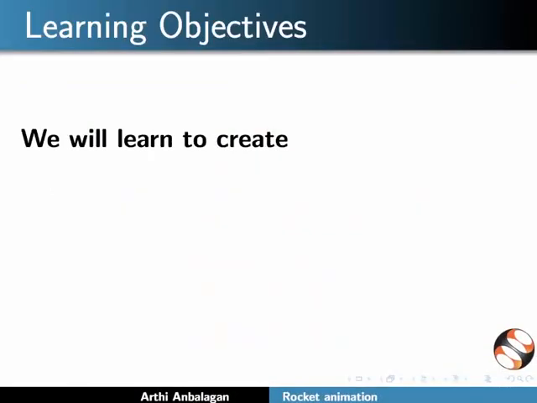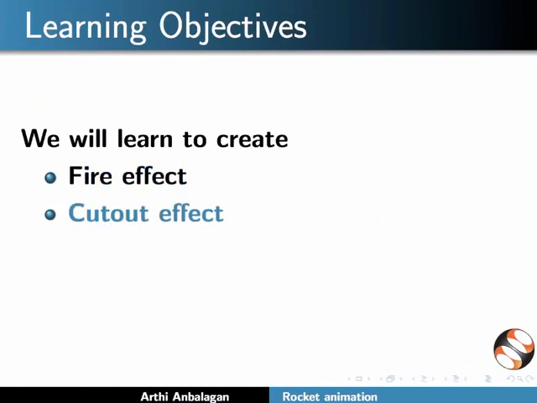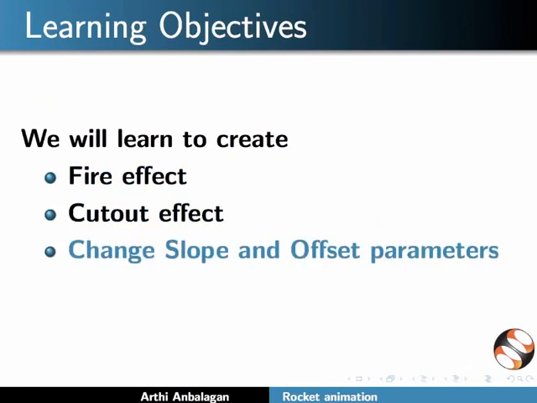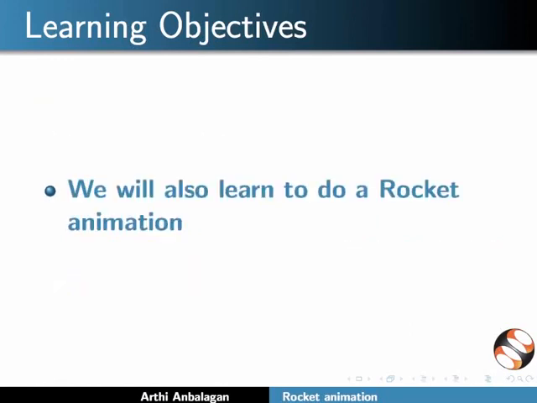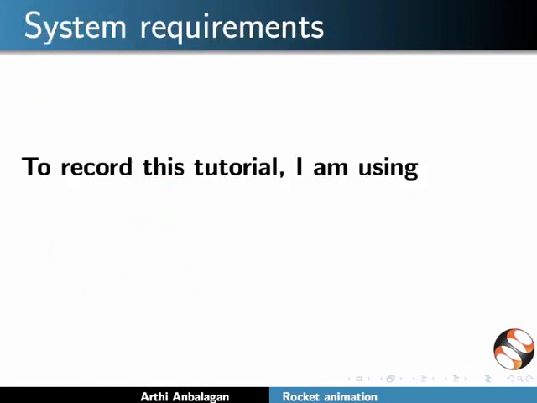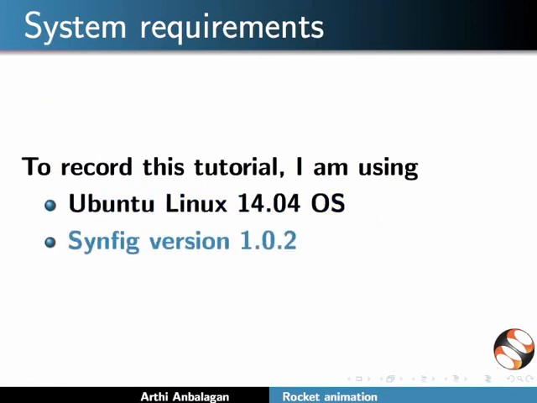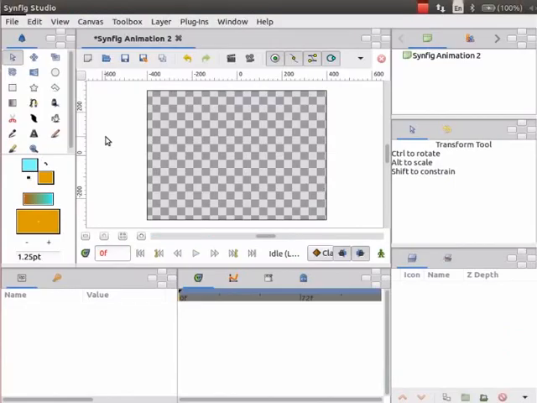In this tutorial, we will learn to create fire effect, cutout effect, change slope and offset parameters, and feather effect. We will also learn to do a rocket animation using all of the above. To record this tutorial, I am using Ubuntu Linux 14.04 OS, Synfig version 1.0.2. Let us open Synfig.